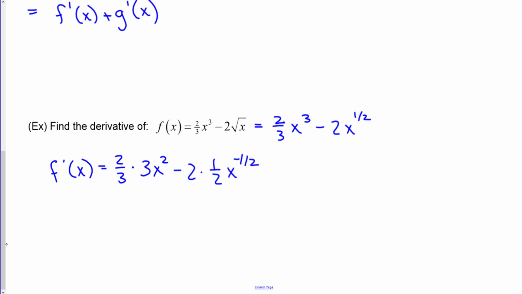Now we simplify. So if you'll notice here, the 3 and the 3 there cancel, 2 times 1/2 cancels, so this could be 2x squared minus, instead of x to the negative 1/2, I could make that 1 over x to the positive 1/2, which is the square root of x. And there's my final simplified answer.